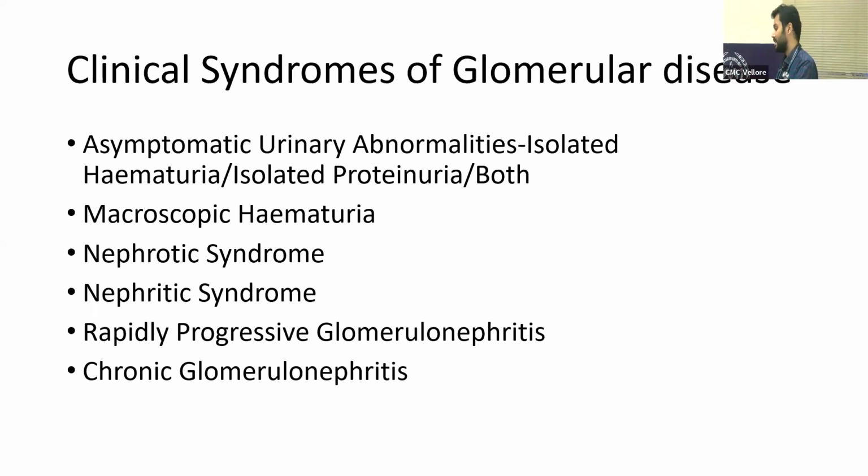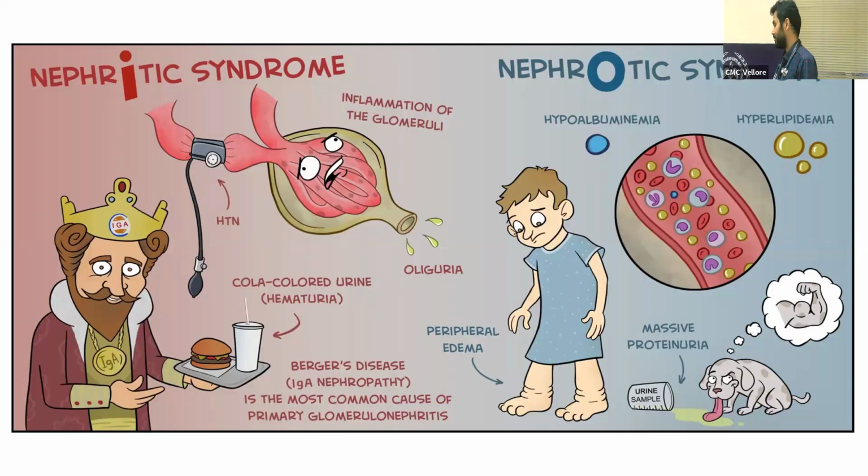Another presentation is nephrotic syndrome, nephritic syndrome, and rapidly progressive GN, which is one of the severe forms of nephritic syndrome. The last is chronic glomerulonephritis. Our topic is on nephritic and nephrotic syndrome.